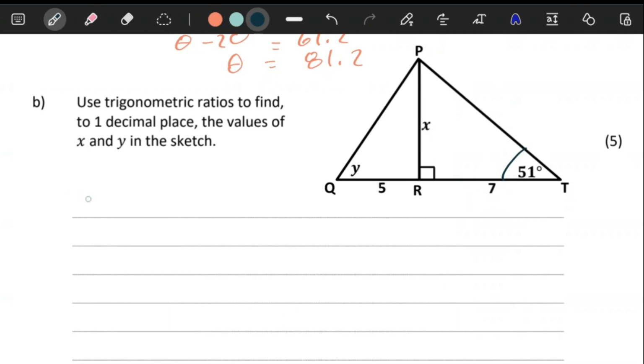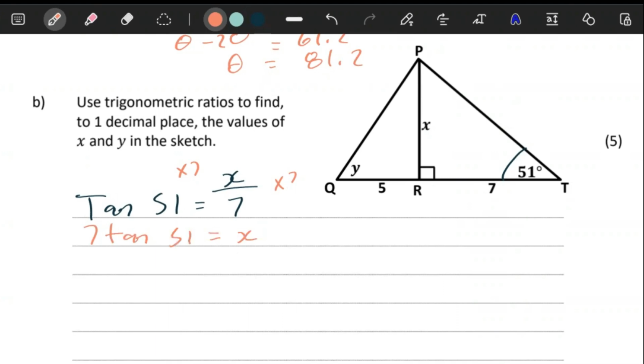So you can use tan. Tan 51 is equal to opposite over adjacent. So to get x, you can just multiply both sides by 7. You have 7 tan 51 equal to x. And then our value of x in this situation is just 8.6. So this is x.